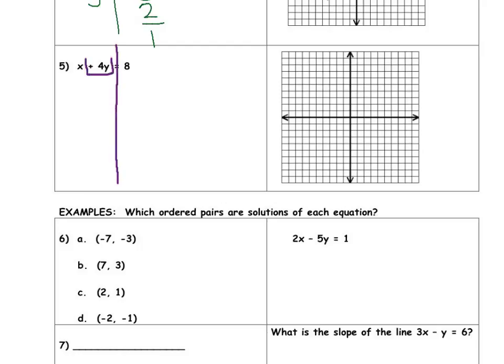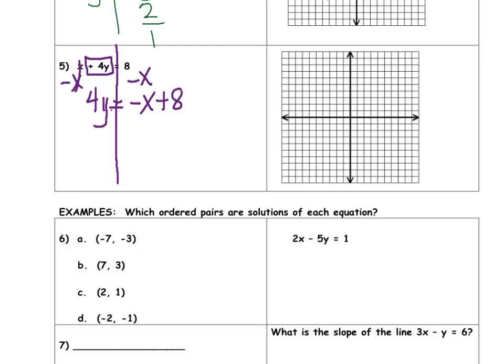On this example, when you go to solve for y, you'll notice that you have a positive 4y, and you're needing to get the x away from that, so we're going to subtract x from both sides, leaving positive 4y on the left and negative x plus 8 on the right.